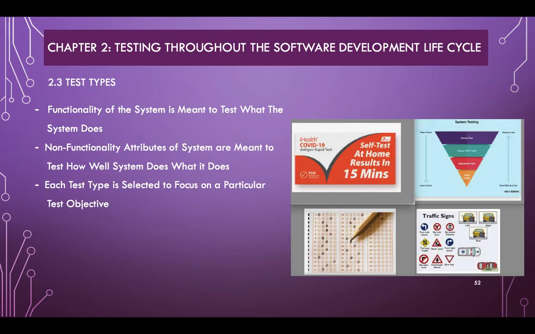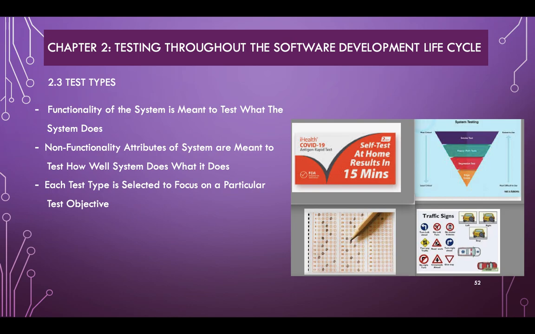Hello and welcome back to Chapter 2, Testing throughout the software development lifecycle. Section 2.3, Test Types. Functionality of the system is what it does or how it functions. So, testing the functionality of the system is a test of what the system does.